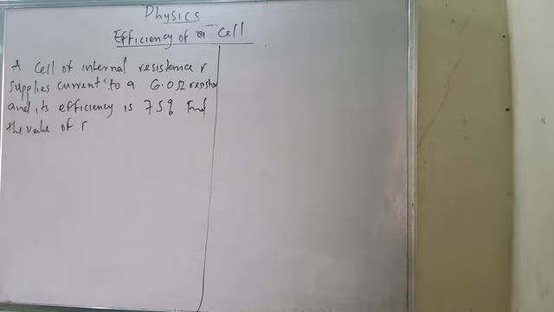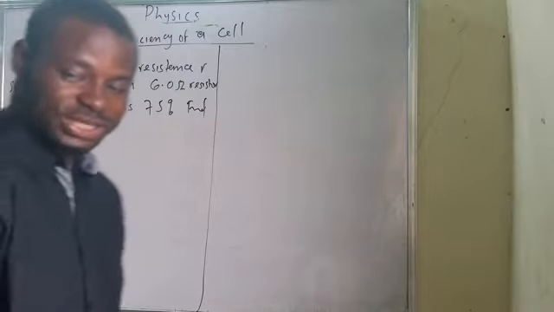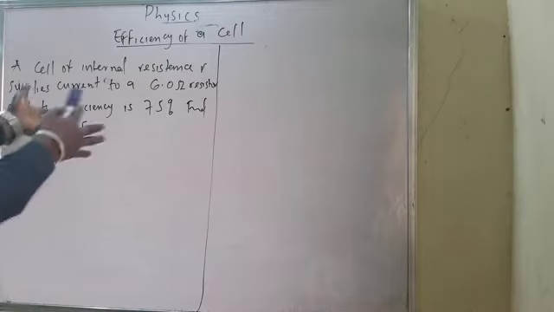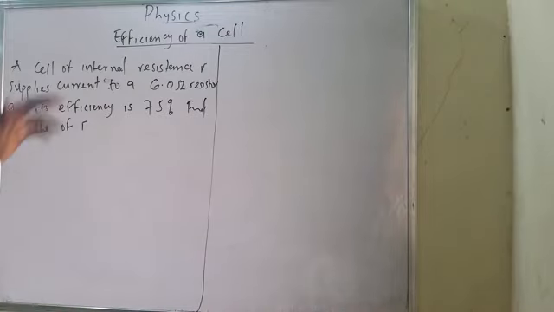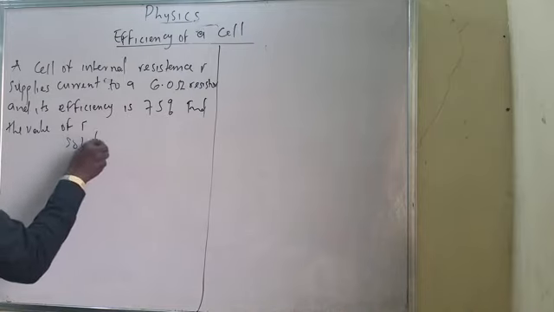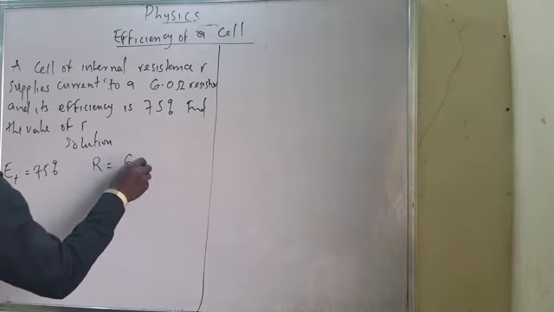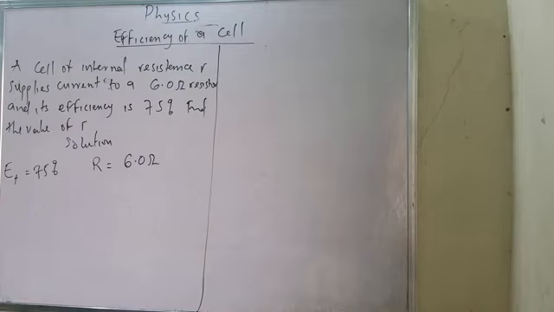Now, this is the problem I have at hand, and I've told you all I know about efficiency. If you followed what I said earlier on efficiency, this problem should be very simple for you to solve. Let me quickly interpret all I'm given, which are my parameters. Efficiency will be equal to 75%. My big R, which is the external resistor, is 6.0 ohms. Now, what else did I have?